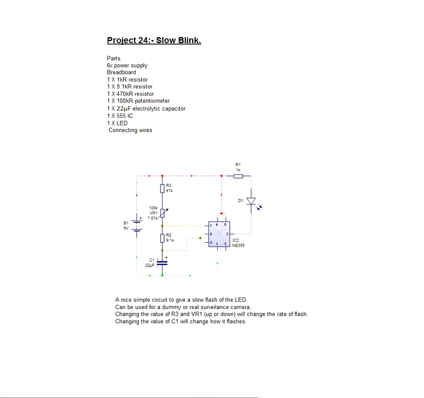As you can see, the LED is just flashing. Nothing more than that, it's just flashing, but we have a trimmer in here. Now if we change that, we can change the rate of flash. It just gets slower and slower. Like I say, if you had that on a dummy camera, it would look pretty realistic. It would just flash, just to show that it's on.